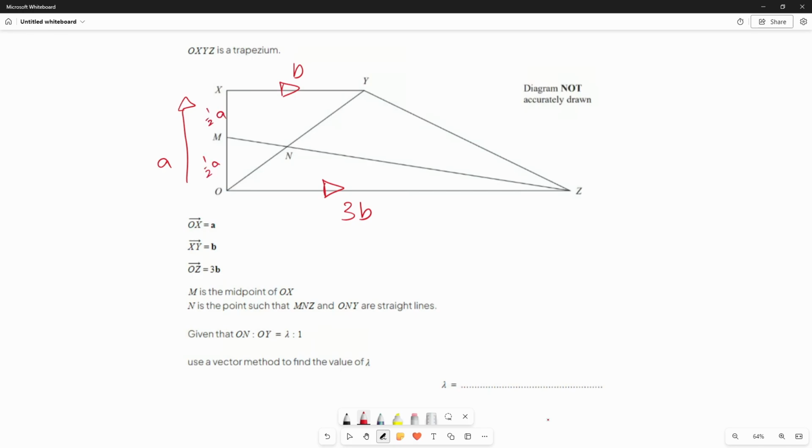and that is also half A. It says N is the point where MNZ and ONY are straight lines. Given that the ratio ON to OY is the same as lambda to 1, use a vector method to find the value of lambda.